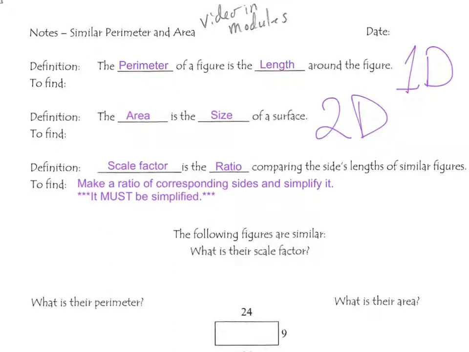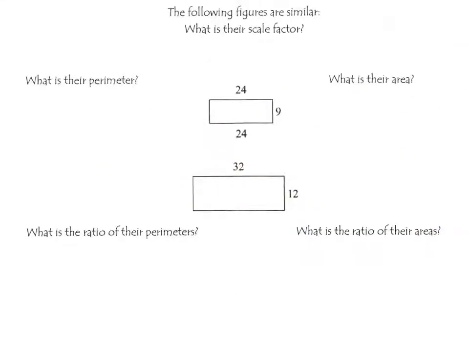Okay, so what we're going to do is we're going to make a ratio to compare the sides, okay, and then we're going to simplify it. So just a nice reminder that scale factor has to be simplified. So we're going to use these things that we've been working on and apply them to perimeter and area. So the scale factor here, we can compare the 9 and the 12, or we can compare the 24 and the 32. Since 9 and 12 are smaller, I'm going to go with those guys. So 9 over 12, which reduces down to 3/4.